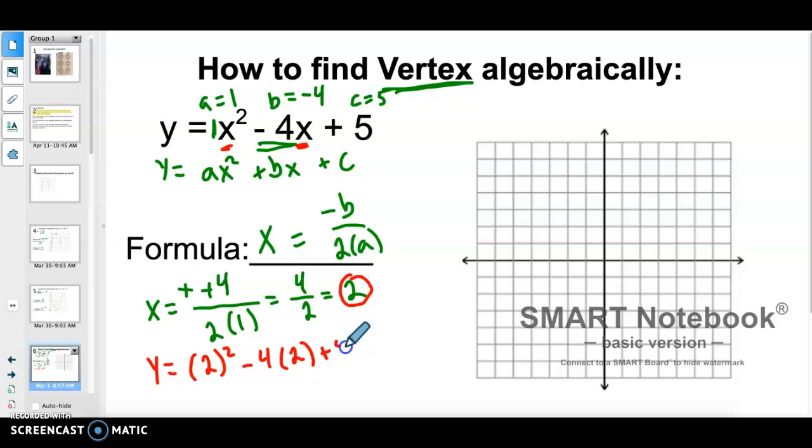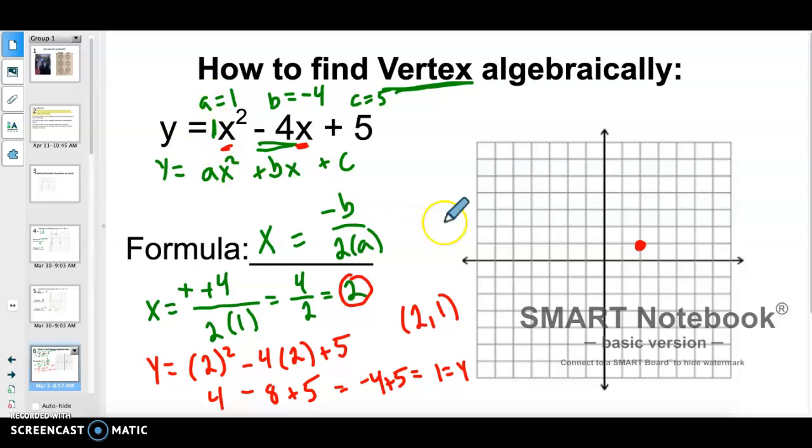So I just replaced all the x's with 2. So you get 4 minus 8 plus 5. So that's -4 plus 5. So 1. So y is 1. So you know that the vertex is going to be at the point where x is 2 and y is 1. So if I go to the point 2, 1, that's going to be the vertex.